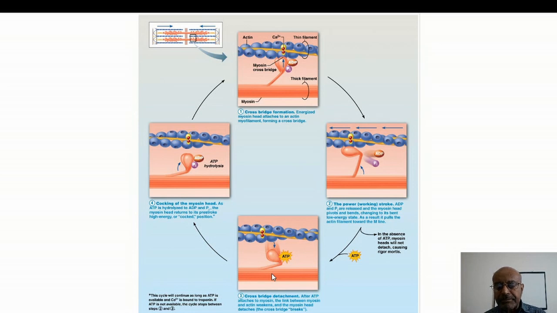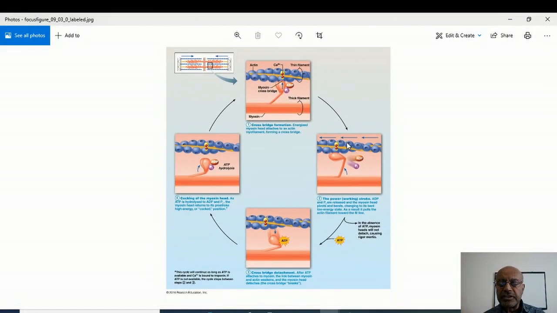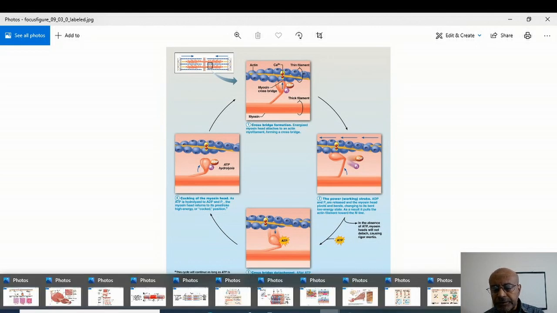So the cross bridge breaks, detachment happens, and then when ATP is dissociated into ADP and P, this myosin head straightens, and the next stage is the myosin head attaching to the active site on the thin myofilament, and that myosin head pulls the thin myofilament towards the M line of the sarcomere. This is how contraction at the level of the sarcomere takes place.